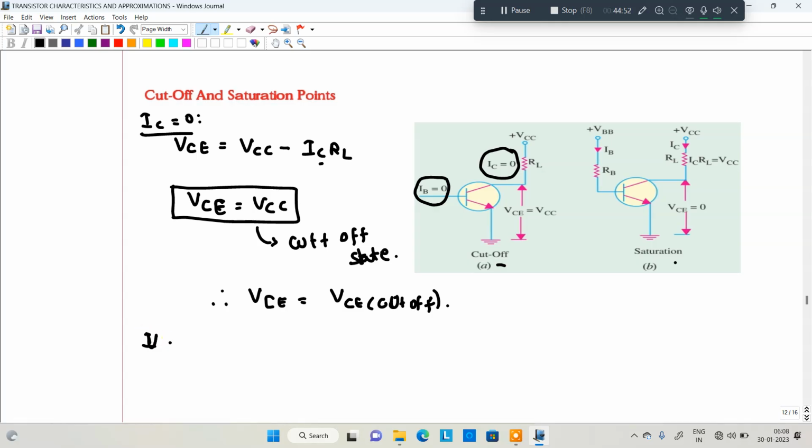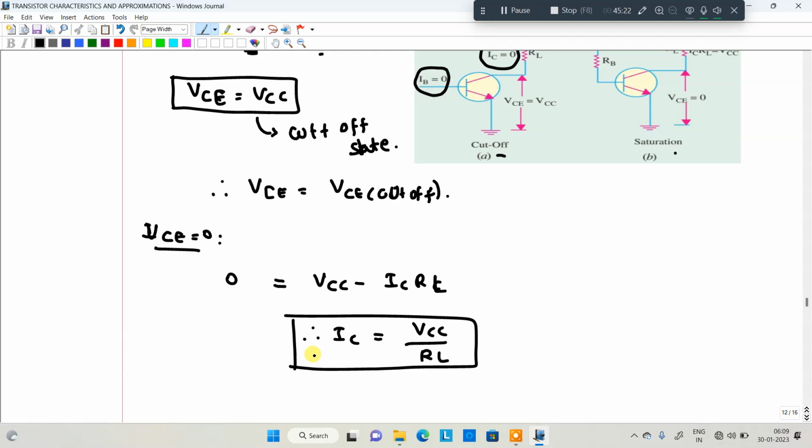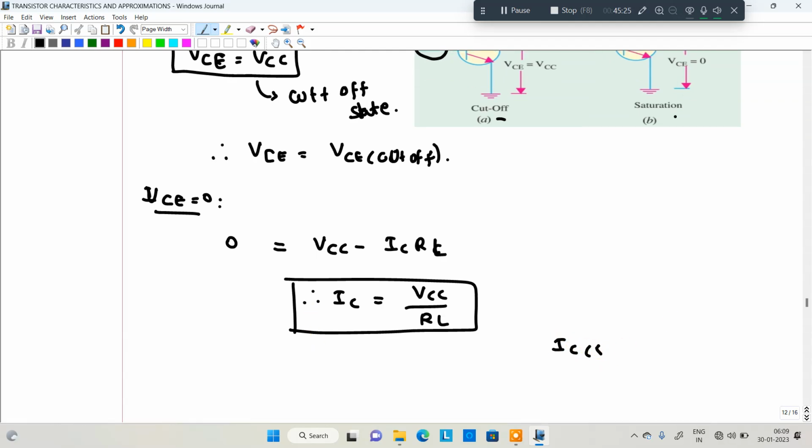Next, coming to VCE is equal to 0. Whenever VCE is equal to 0, what is the state? VC is equal to 0, saturation. So how do we find the saturation point with the help of this diagram and this equation? 0 is equal to VCC minus ICRC, RL or RC, no problem. From that, IC is equal to VCC divided by RL, that is the saturation current. In that particular case, we call IC a saturation current. This is the condition we call saturation. Okay, that is a cutoff. This one is a saturation.